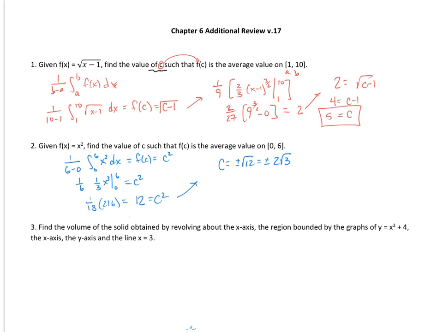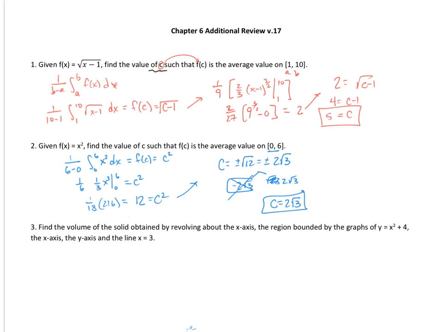But look at the bounds. The bounds are 0 to 6. So we have two answers, negative 2√3 and positive 2√3. And since I'm going from 0 to 6, I cannot use the negative one. So this is my only answer. c has to be 2√3 because negative 2√3 is not in my bounds.